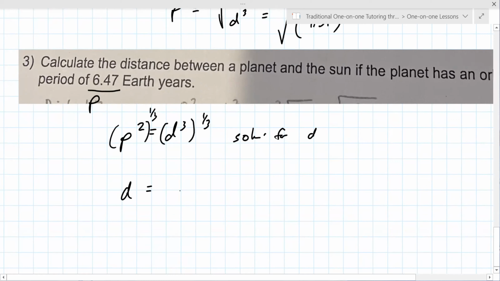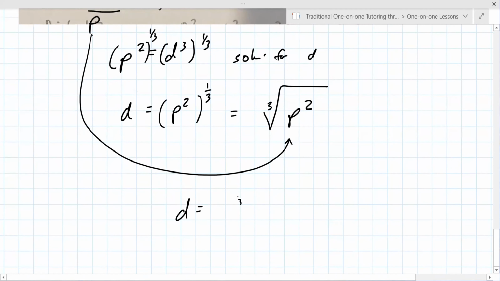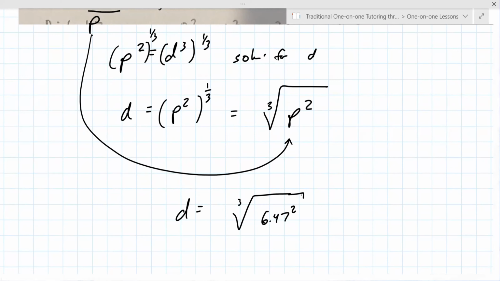So it's 1/3 power. So it's P squared, and then you take the cube root of that, or the 1/3 root. So it's either the cube root of P squared or P squared to the 1/3 power, or however you like that. So we have this number here. D equals the cube root of 6.47 squared. Now you get this number, and I think you already did this, and we end up getting like 3.47 for that.